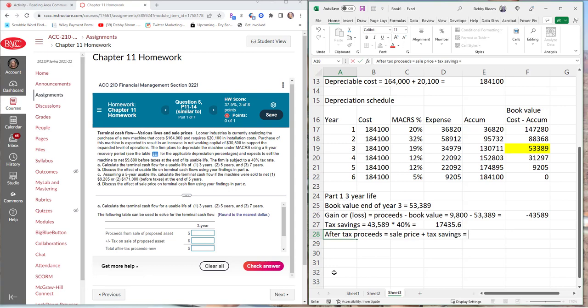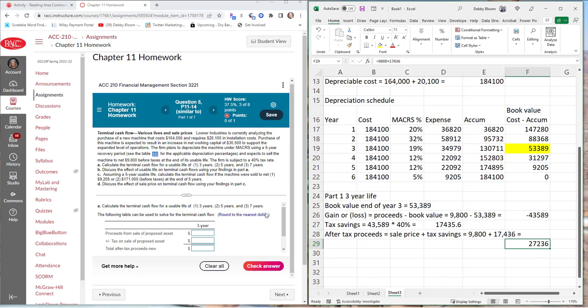So we're going to get $9,800. We're told to round to the nearest dollar, so our tax savings rounded to the nearest dollar is 17436. So if I take the $9,800 and add the tax savings, we're going to get a total terminal cash flow of $27236 from selling the machine.